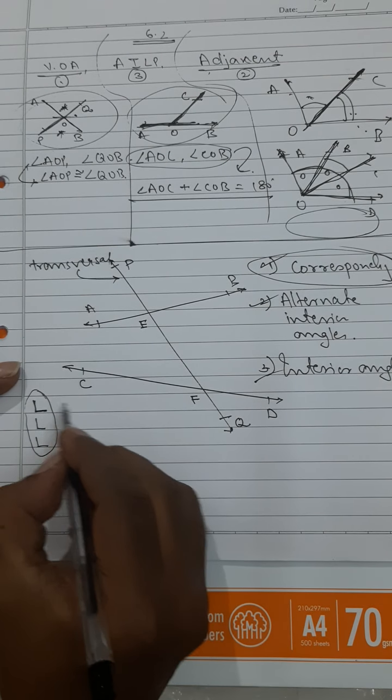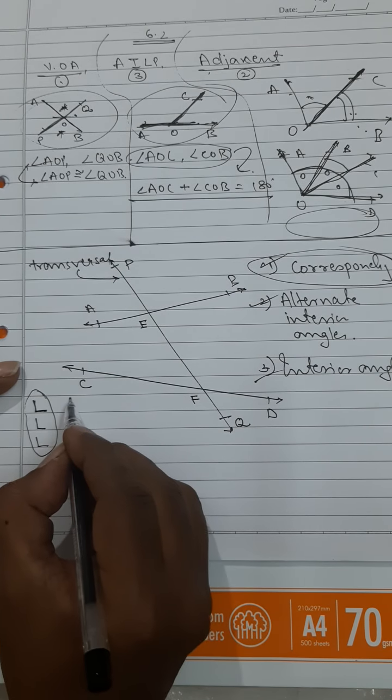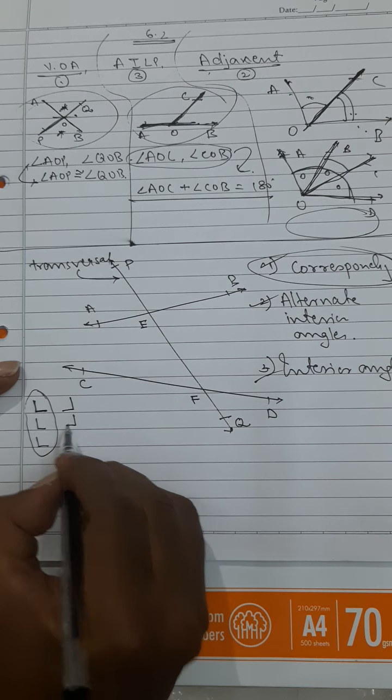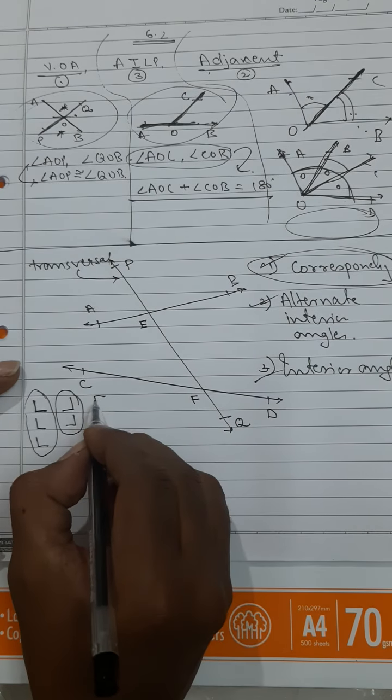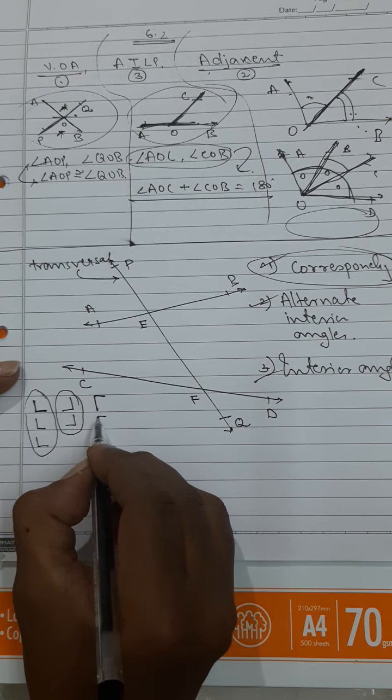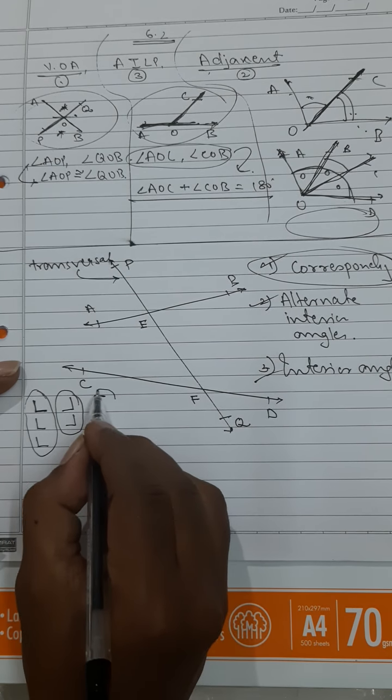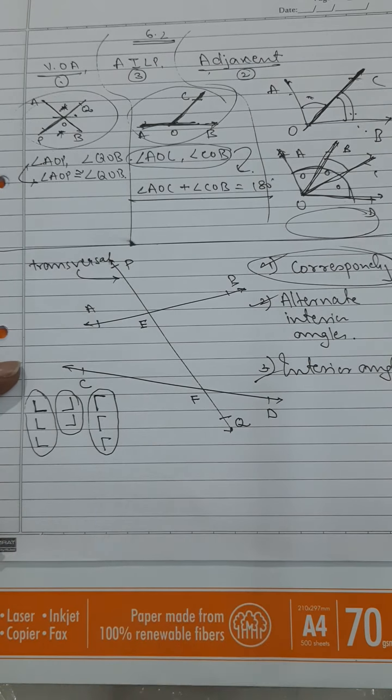Various forms of L means it is not necessary that they will be forming properly like an L. If supposing one is going like this, the other one also will go like this. Then these will be corresponding angles. If one is going like this, the inverted L, then the other one also will be going like this. As long as they all are going in the same fashion, they are all called corresponding angles.